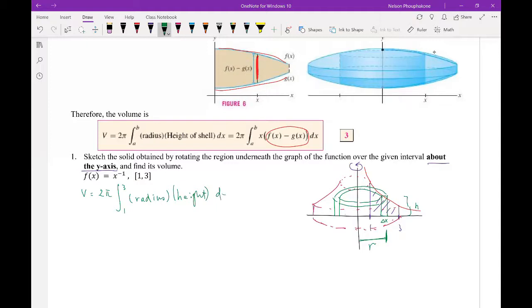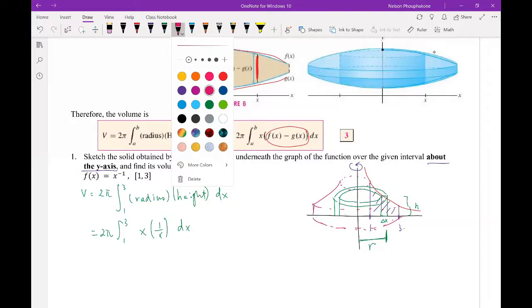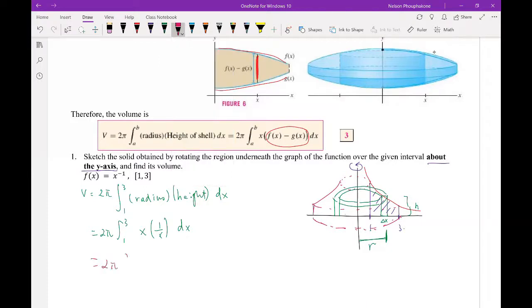Okay, and then in this case, we work with dx, right? Now, what is the radius? In this case, the radius is just x. This is the x value right here, between x equal to 1 to 3. And the height, of course, is 1 over x, which is the function that we have. So now we will have 2 pi times x times 1 over x, and dx.